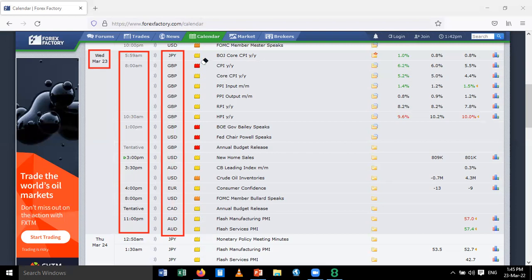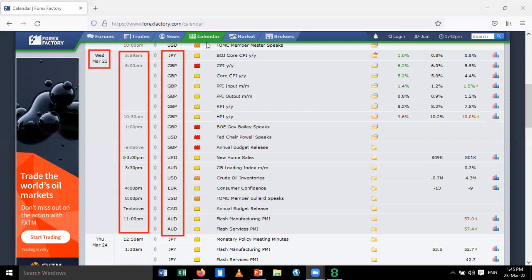That is it. The one with the brown box simply means that whatever economic data with respect to that currency on that particular day, at that particular time, is going to have a medium impact to the market.